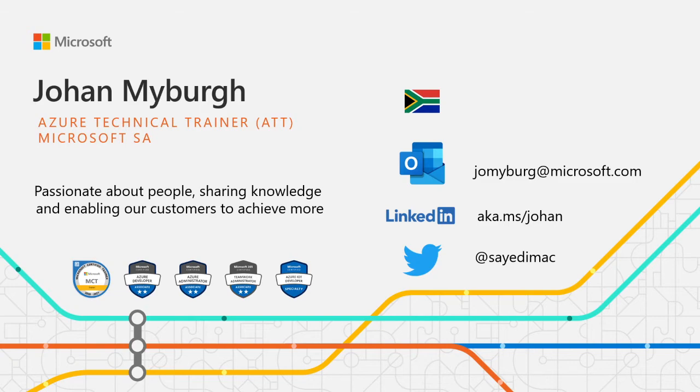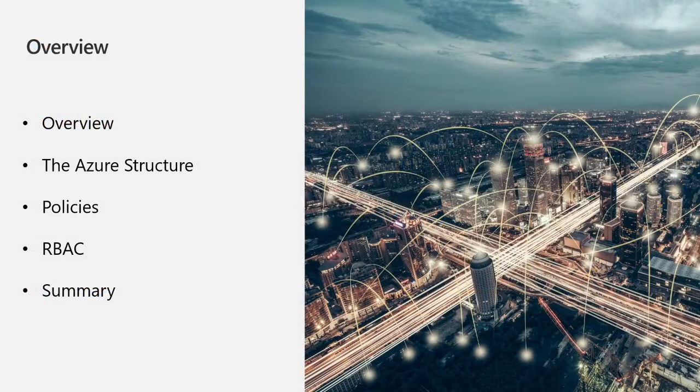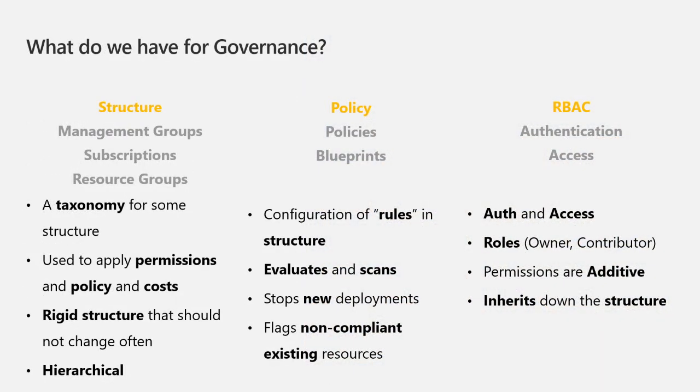Just at a high level, we will provide an Azure structure overview. What are the structure building blocks that we can use? Secondly, we will look at Azure policies, and lastly we will look at role-based access control. So what do we have for governance? We've got the structure I mentioned, we've got policy, and we've got role-based access control. Let's just touch on these quickly.